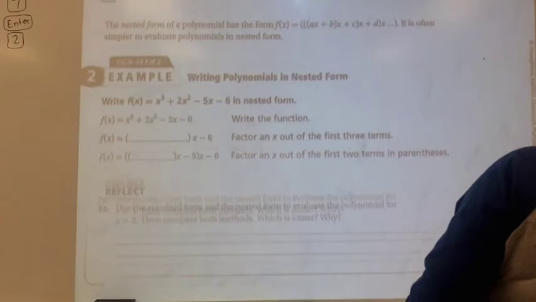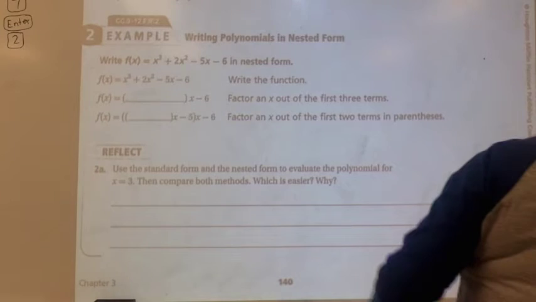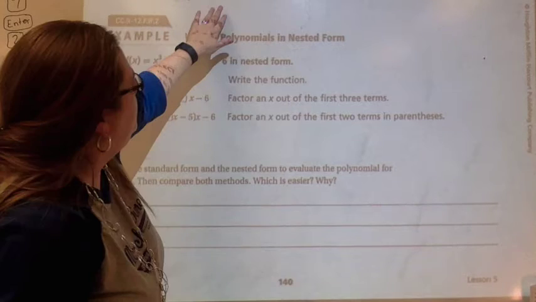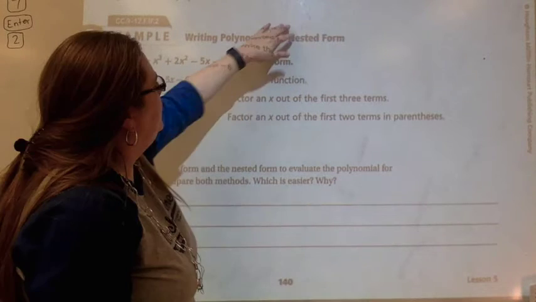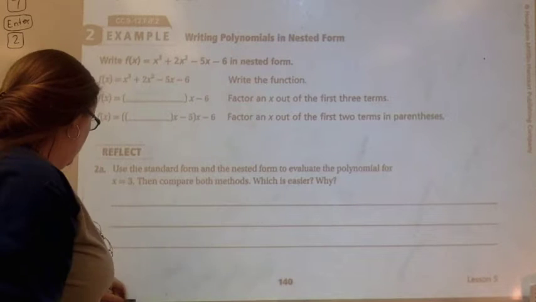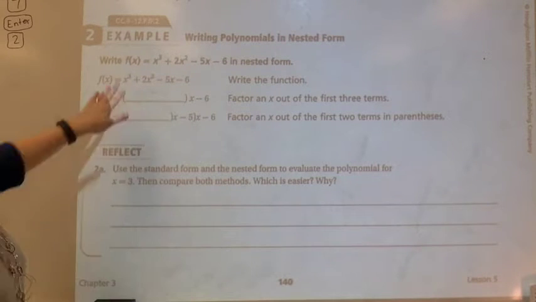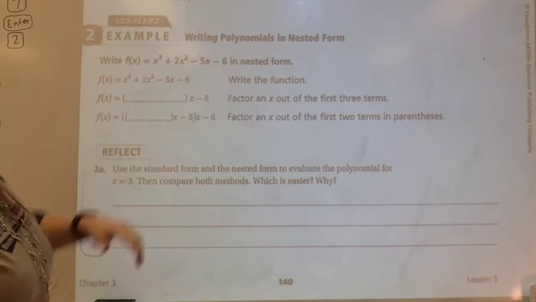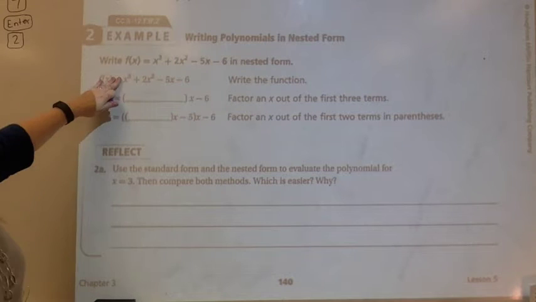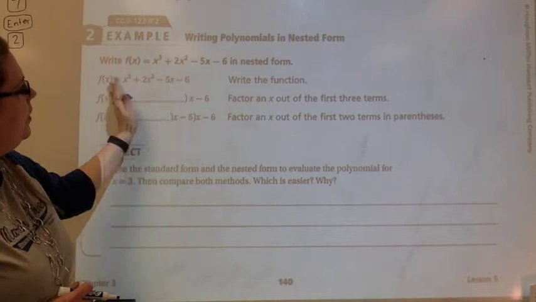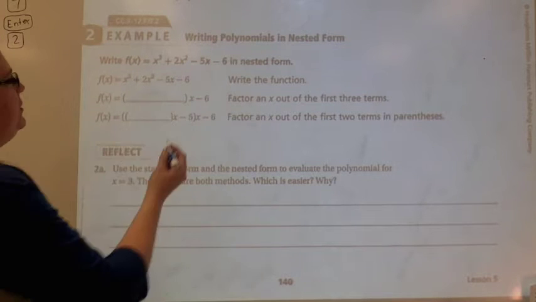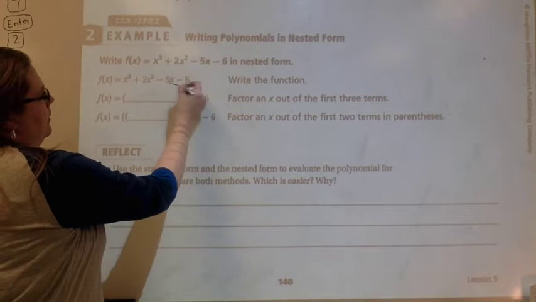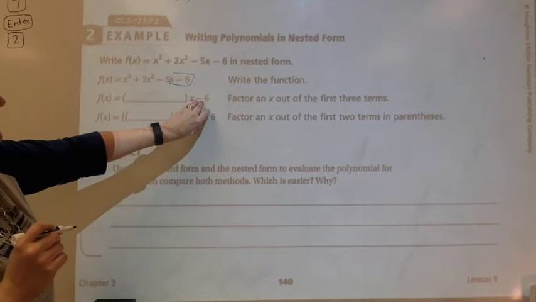Example 2 is about nested form. The nested form polynomial has a form of, and then they write this out in a bunch of different letters. The example helps you understand this a whole lot better. This says to write x cubed plus 2x squared minus 5x minus 6 in nested form. So starting with the function, we're going to start from the end. And we're basically going to take out this portion, the x minus 6, and put it over here.